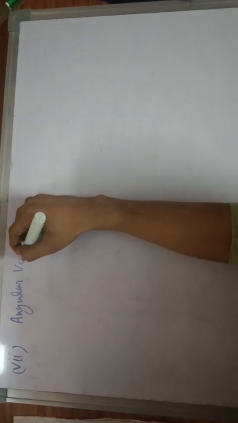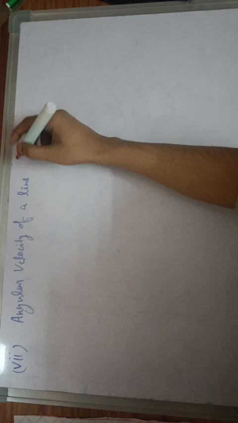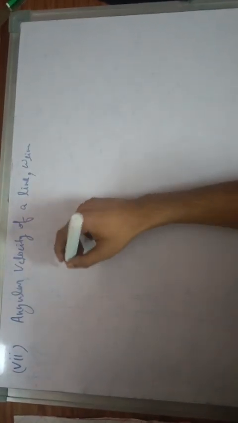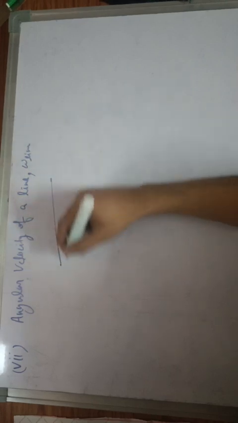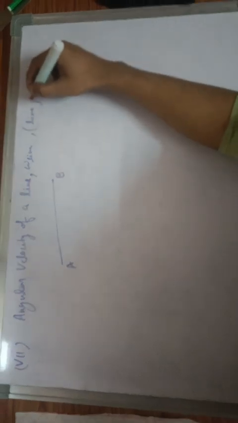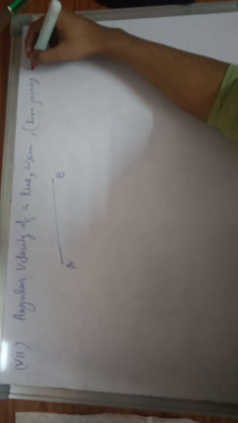Next topic is omega of a line, the angular velocity of a line. So when we are asked about the omega of a line, let's say there are 2 points A and B. The line joining A and B points. So we want to find the omega of the line joining A and B points.